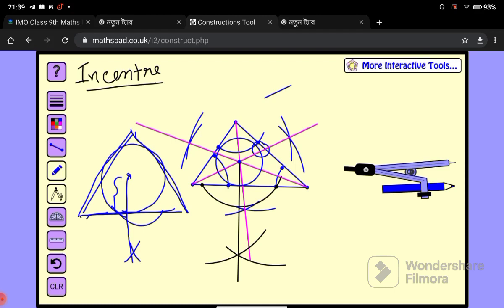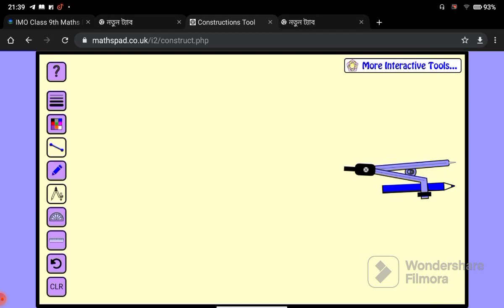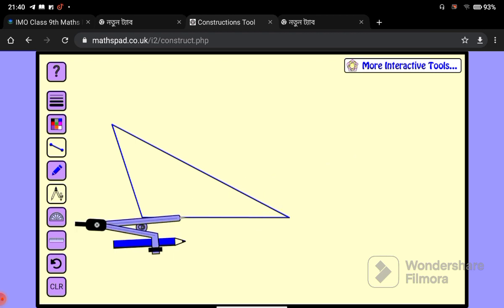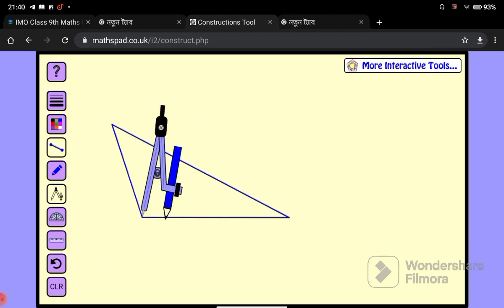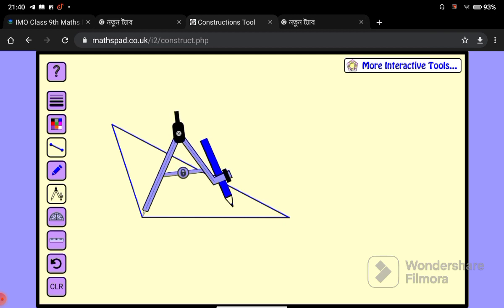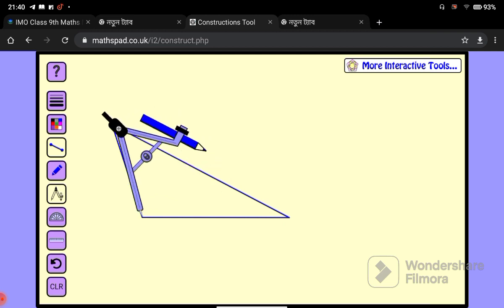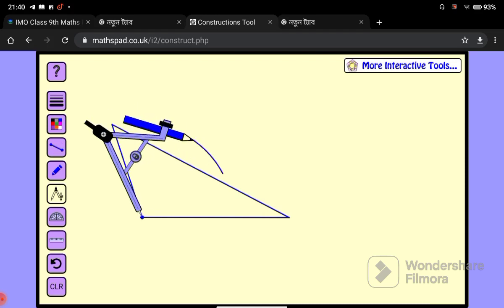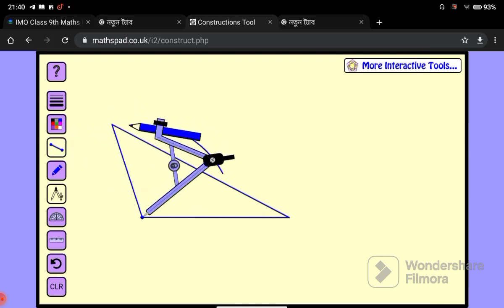Now I will try to show you the circumcenter next. So again we are taking one triangle, this time an obtuse triangle I will take. Okay, see, it will be inside or outside. Put the compass. So circumcenter means, you know, you have to draw the perpendicular bisectors. So take more than half of it. Taken. So we'll rotate it. Perpendicular bisector. Okay.